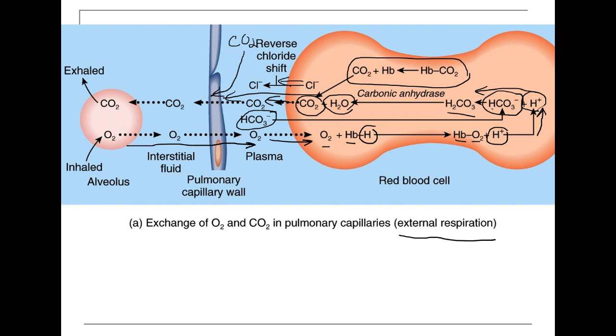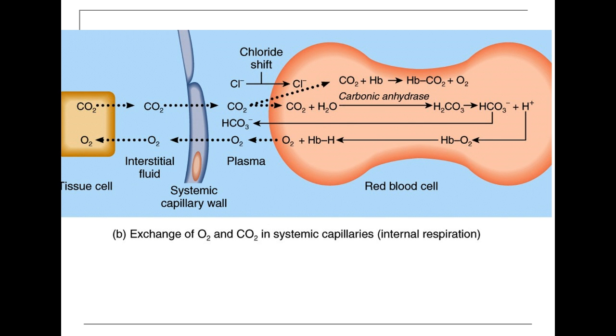And next we're going to look at this same set of reactions in internal respiration. So here we see in internal respiration what's going on at the tissue level. And guess what? It's almost exactly the same sets of reactions. Okay, so this time let's start with our carbon dioxide. So here's our carbon dioxide that's being produced by the tissue cells because it's going through aerobic cellular respiration, using up oxygen, producing carbon dioxide. So we have high carbon dioxide.